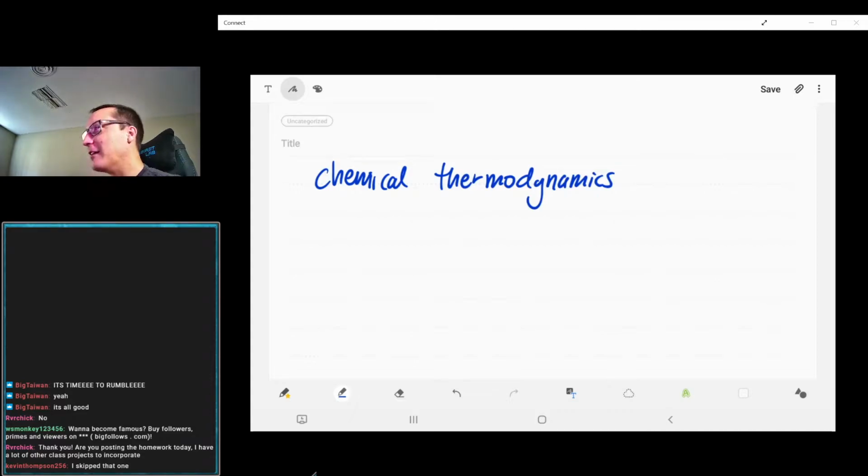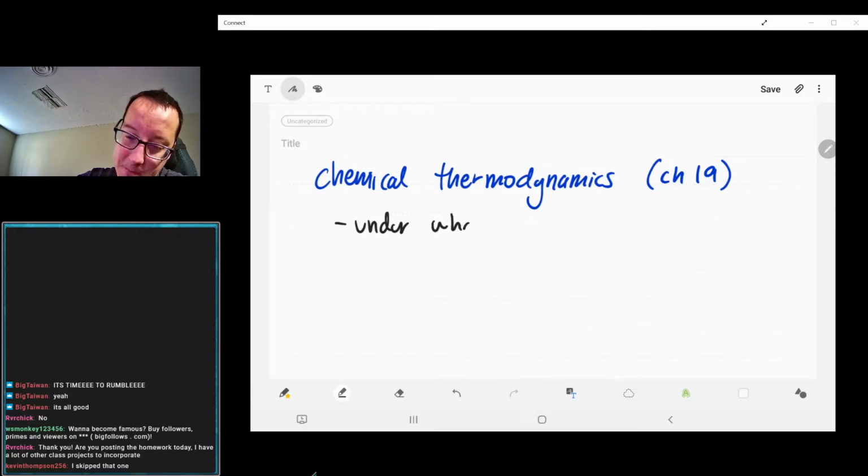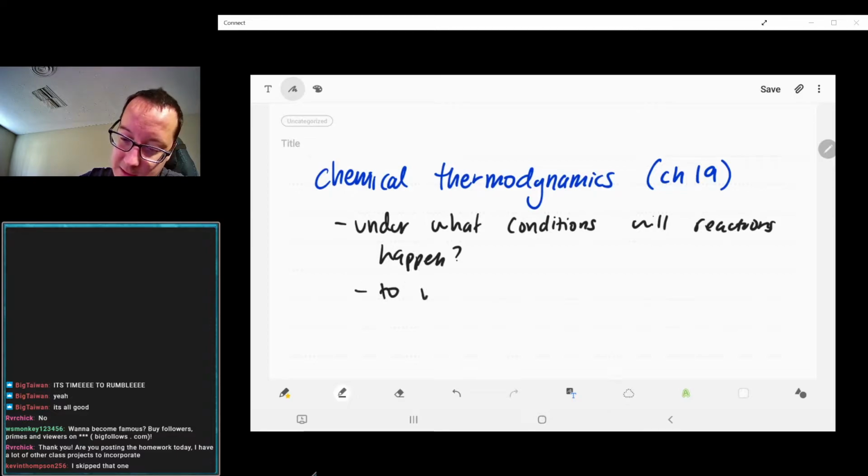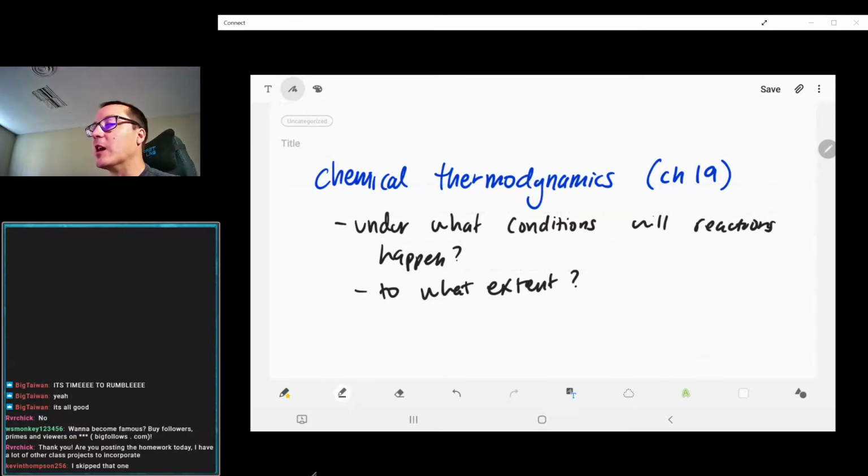Such a sweetie. Alrighty, so we're going to move on now to chapter 19, which is on thermodynamics. This is going to basically answer the following questions: under what conditions will reactions happen? And to what extent will they proceed? At least that second one deals with the concept of equilibrium, right?